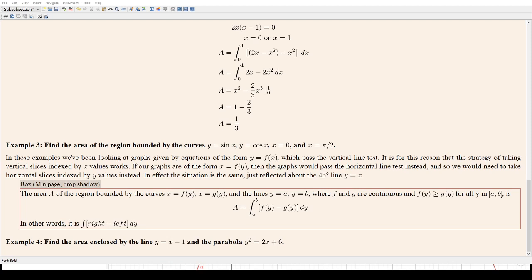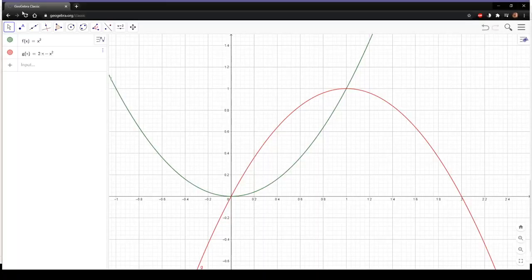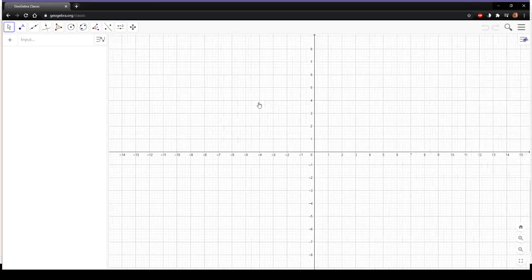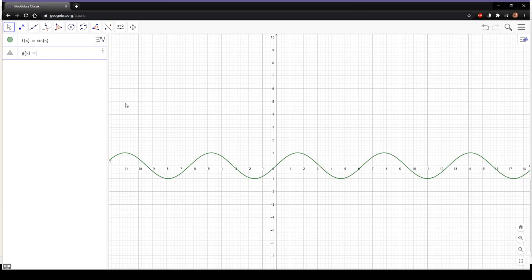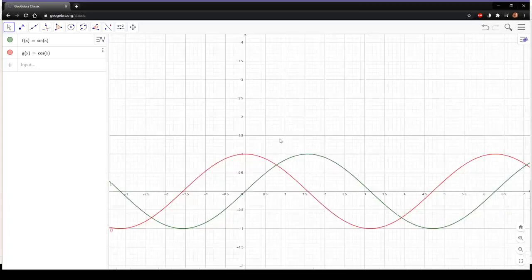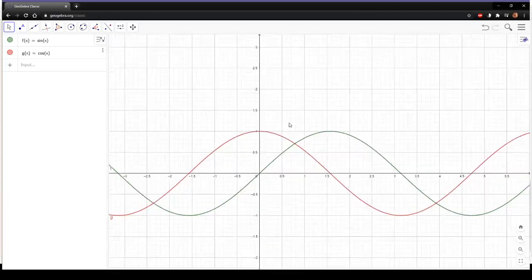So let's move back to GeoGebra and get a sketch. So sine x, cosine x, x equals 0, and x equals pi over 2. Let's get a fresh slate. It's a good idea to put curves in function notation when you're doing it in GeoGebra because that way they have different labels that you can associate them with. If you just typed y equals sine x and y equals cosine x, then GeoGebra would just arbitrarily assign labels to it, and it's better to just have more control over your variables.